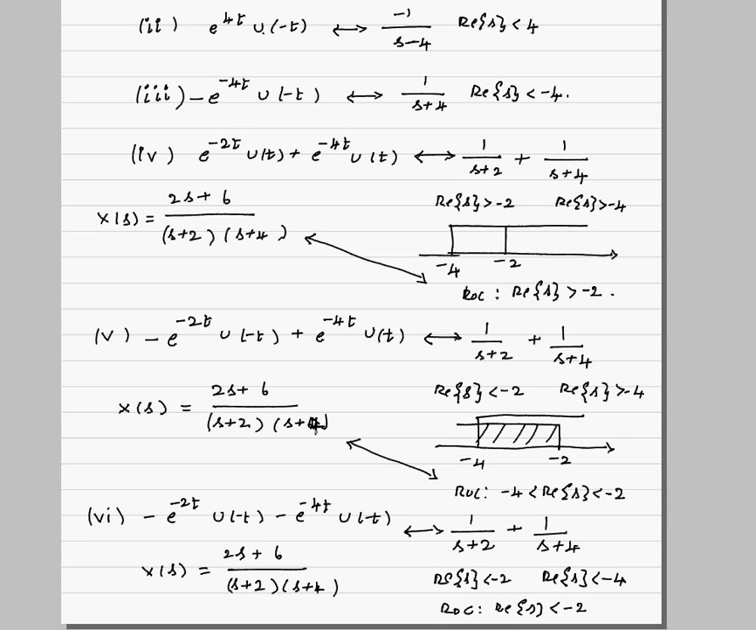Clearly, what did you observe? The fourth signal, fifth signal and sixth signal all have the same Laplace transform, but they differ in the corresponding ROCs. This ROC is different, this ROC is different, and this ROC is different. So the ROC plays a very important role in determining the Laplace transform of a signal. We'll postpone the discussion of properties of ROC to the next lecture.